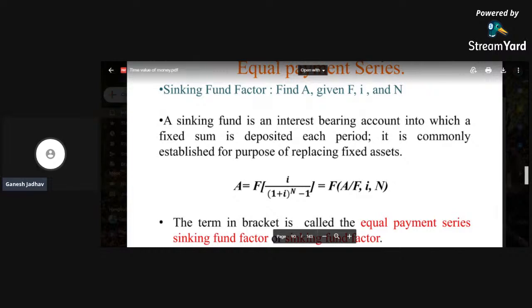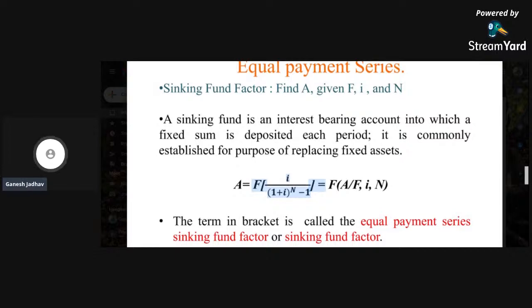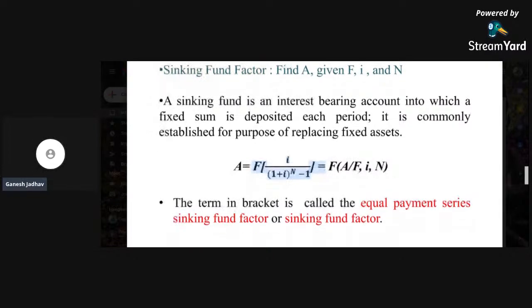A sinking fund is an interest-bearing account into which a fixed sum is deposited each period. It is commonly established for the purpose of replacing a fixed asset. So here they give the value of F, the value of I, and the value of N, so you can calculate the value of A also.